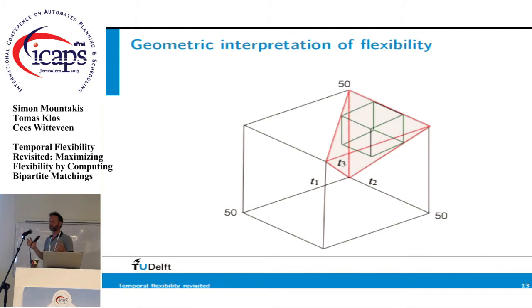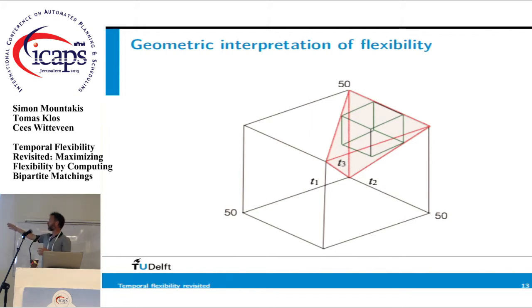So the naive flexibility is the smallest hypercube enclosing the polytope of all the solutions for the constraints in this set C. And the concurrent flexibility metric that we have introduced is determined by the largest hypercube that's enclosed within the polytope. The advantage of using that is that you know that any solution you pick within this hypercube, the smaller one, the green one, is a valid solution for the scheduling problem.